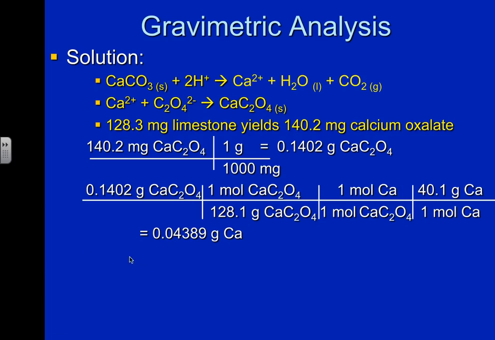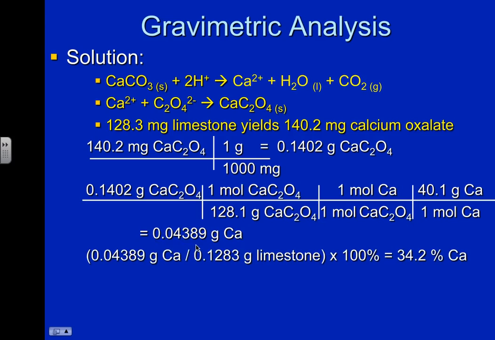Okay, once I know how much calcium is in there, remember I'm trying to figure out what was the percent of calcium that I started with in my limestone sample. So if I know that I have reacted this many grams of calcium, well, really now what I need to know is, how much does that make up of the original? So the 128.3 milligrams, here I've just converted it to grams. I've taken my gram amount of the pure calcium I found, and I've just done division. So the 0.04389 grams of calcium divided by the total starting amount of limestone multiplied by 100 tells me that I've got 34.2% calcium in my limestone.